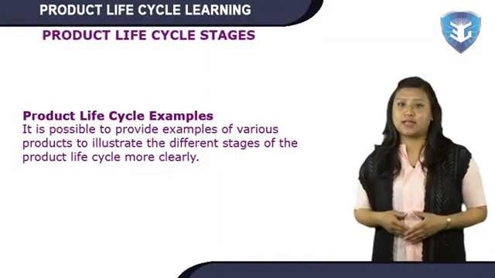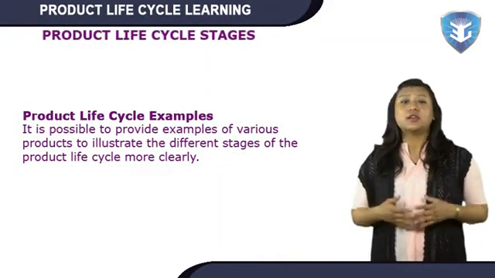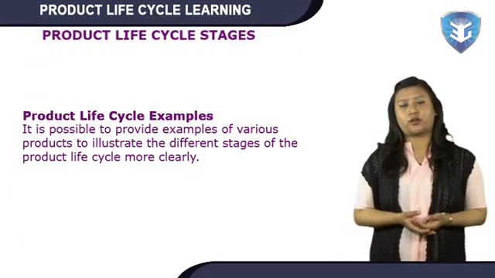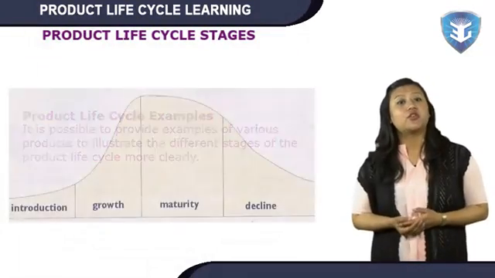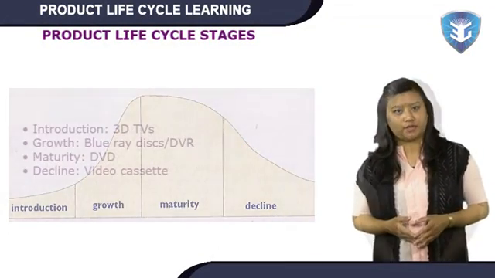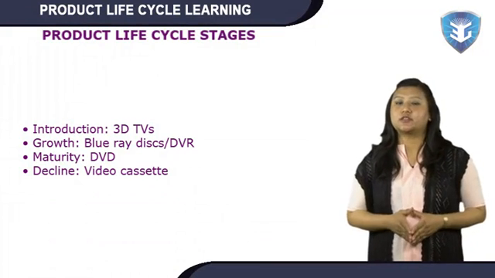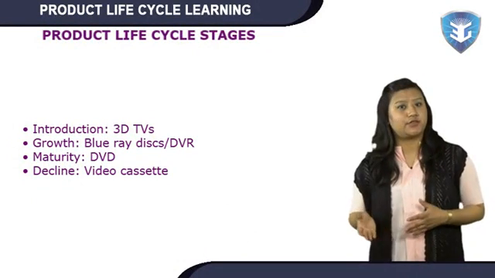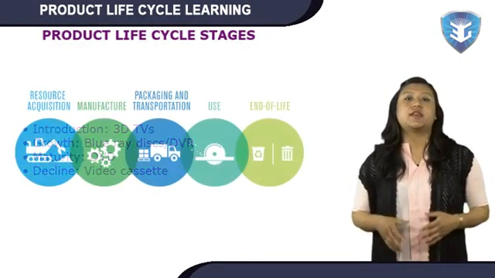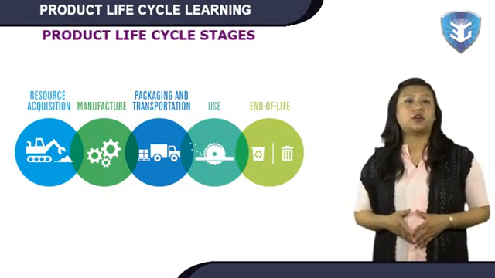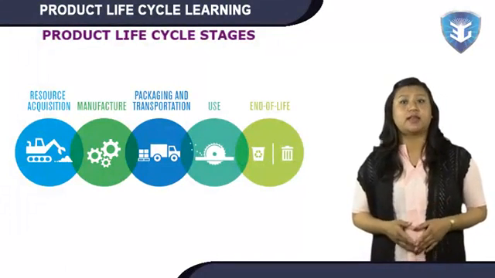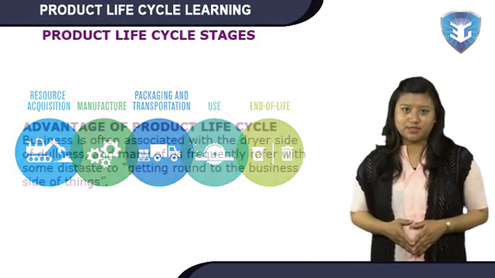Product life cycle examples. It is possible to provide examples of various products to illustrate the different stages of the product life cycle more clearly. Here is the example of watching recorded television and the various stages of each method. Introduction, 3D TVs. Growth, Blu-ray discs, DVR. Maturity, DVD. Decline, video cassette. The idea of the product life cycle has been around for some time and it is an important principle manufacturers need to understand in order to make a profit and stay in business.